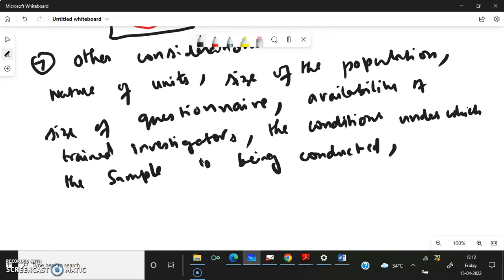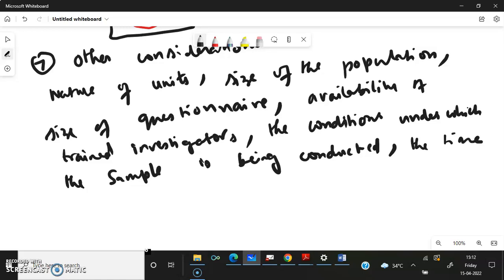Okay, what are the conditions? It may be that certain conditions are imposed on collecting the sample. If the condition is too difficult, it becomes difficult for us to collect a large sample. You can go for the small sample if the conditions are too strict.